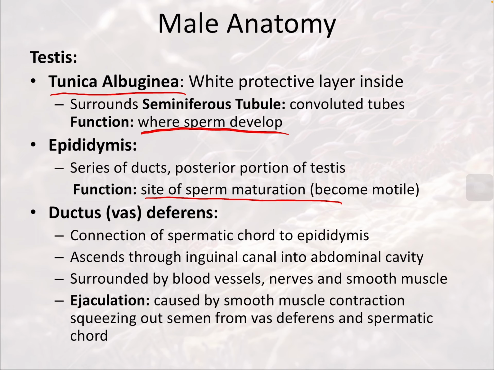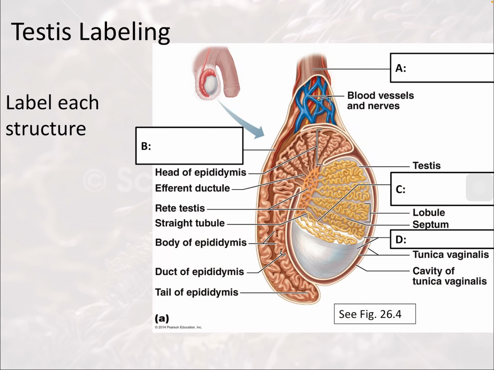All right, and then from there we get up into the vas deferens, or the ductus deferens. This is the connection between the spermatic cord and the epididymis, and descends through the inguinal canal into the abdominal cavity. And this is surrounded by blood vessels, nerves, and smooth muscle. During the ejaculation process, smooth muscle contraction squeezes semen out of the vas deferens and the spermatic cord towards the urethra. Okay, so a few of those structures here in the testes. We can see kind of a cross section of the testes. So that top structure in A, so actually what I want you to do is go to figure 26.4 and fill in these structures here to make sure you're familiar with those.